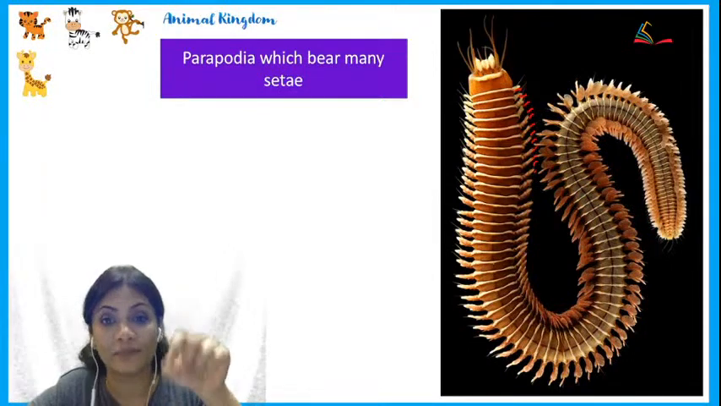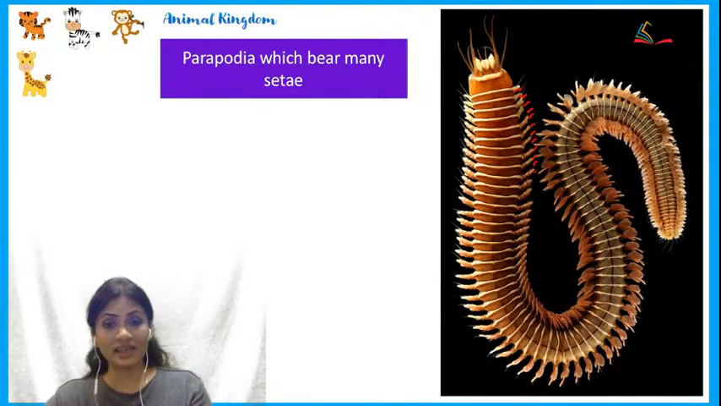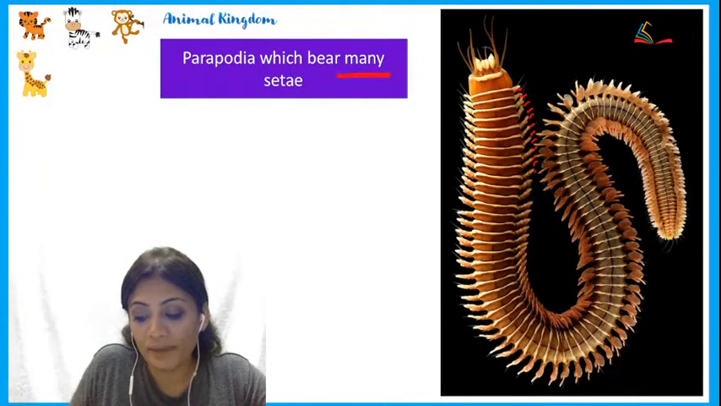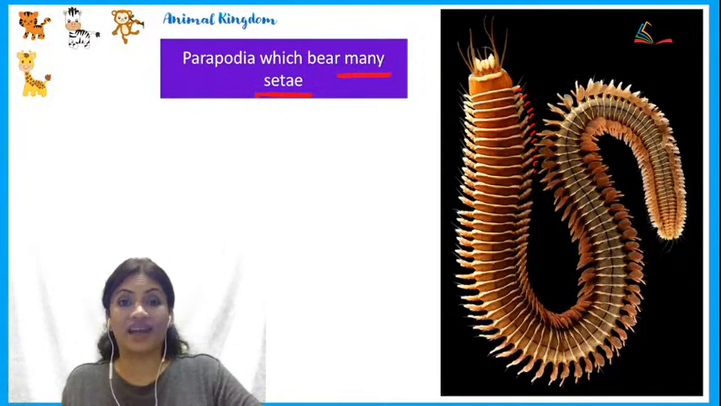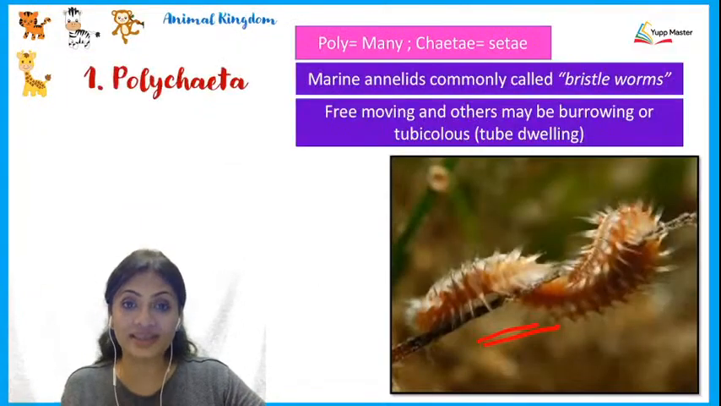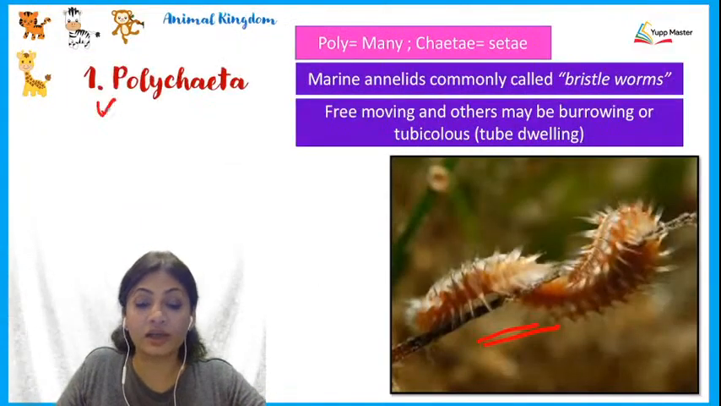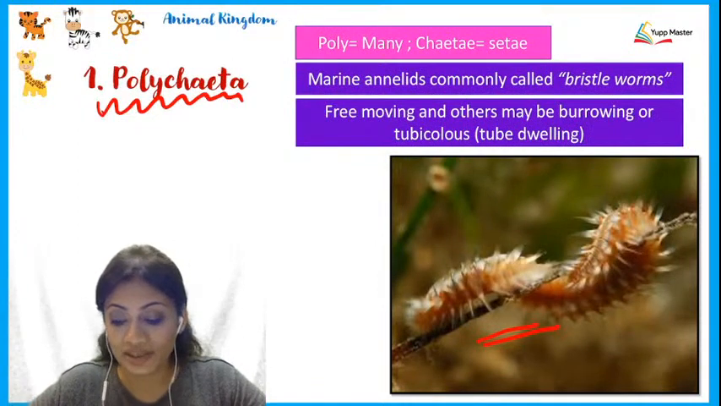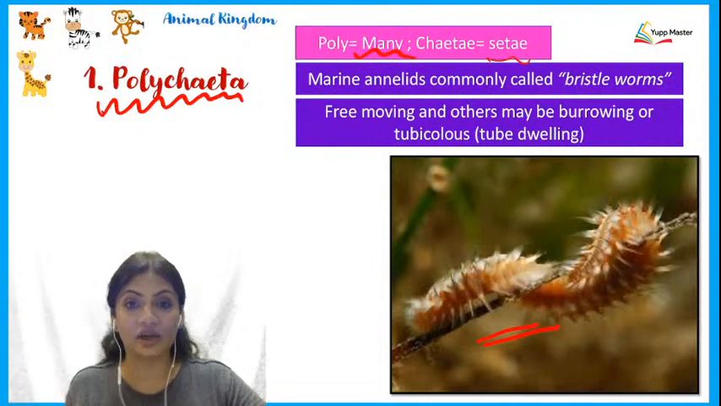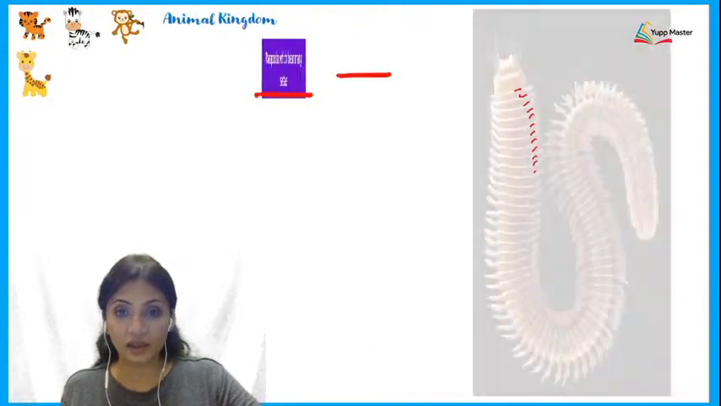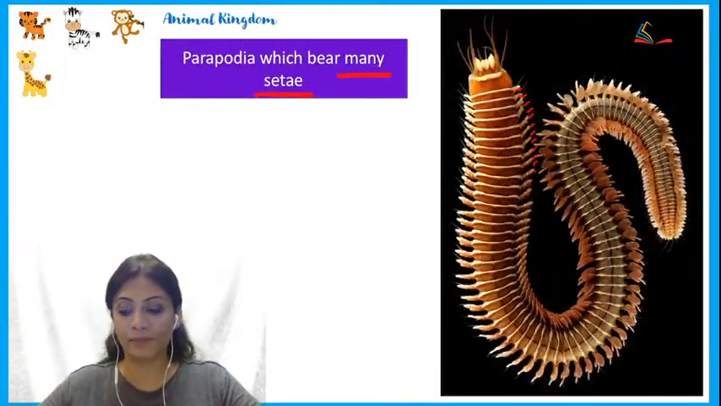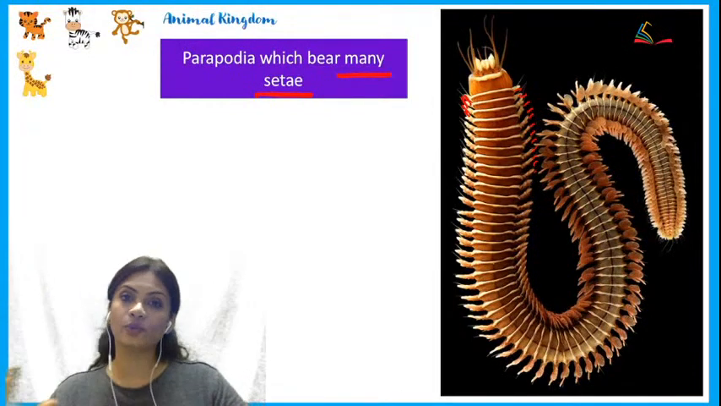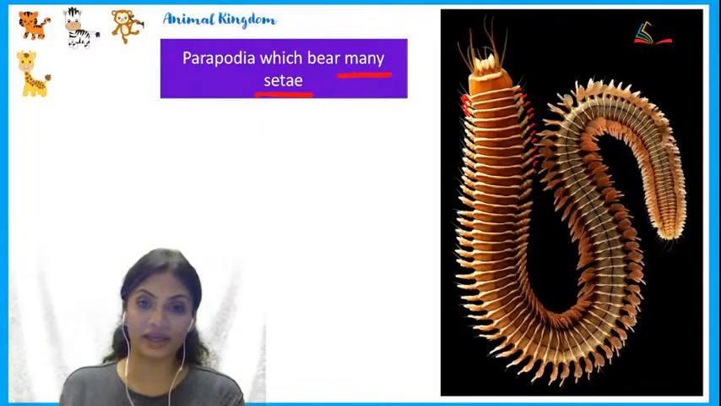there is the presence of setae, and how many setae? There are many setae. And children, because there are many setae present here, that's why we are going to categorize this class as Polychaeta, because Polychaeta means that there are many setae. So we see here that not only do they have parapodia, but the parapodia have many setae. Hence we call this class Polychaeta.